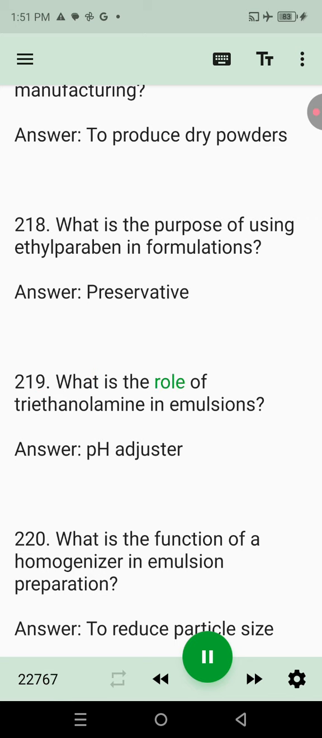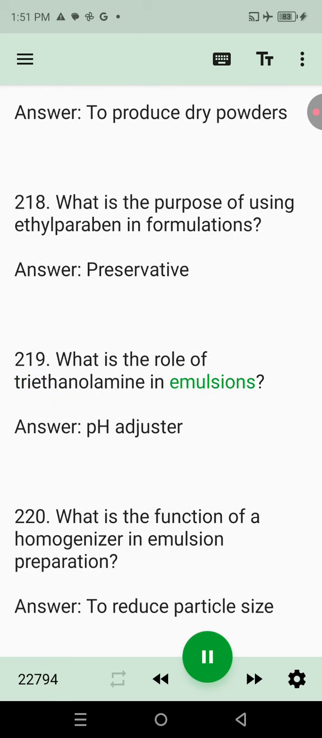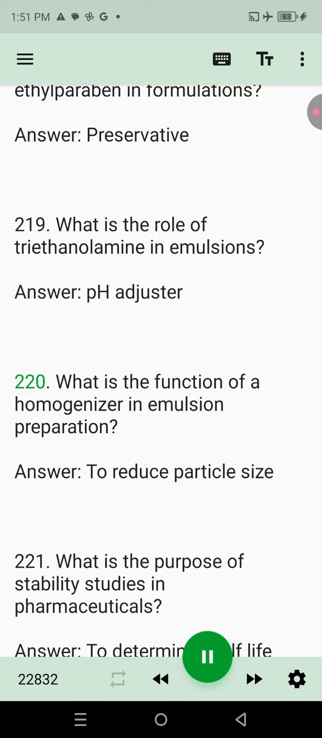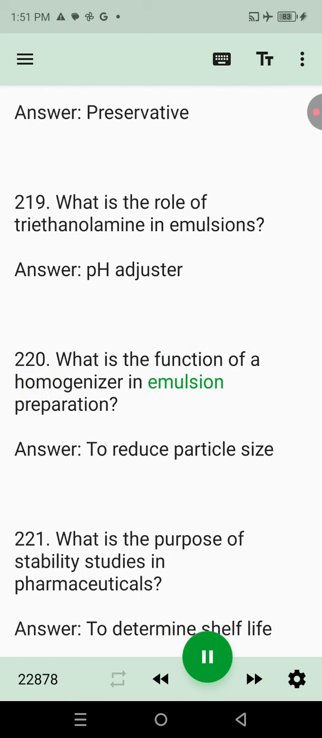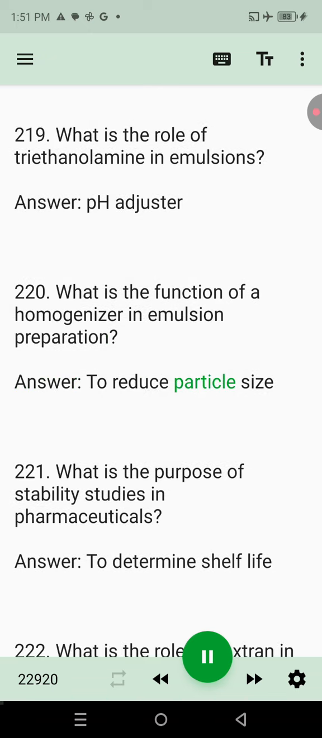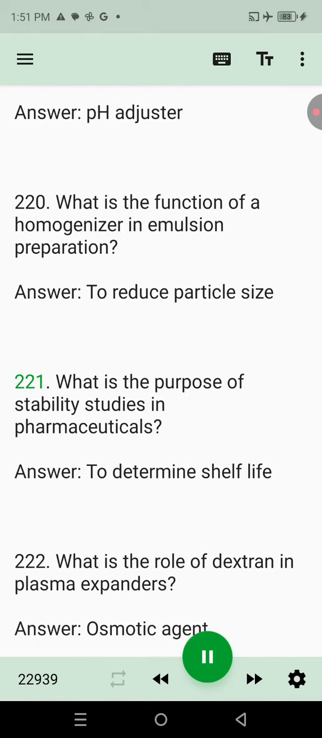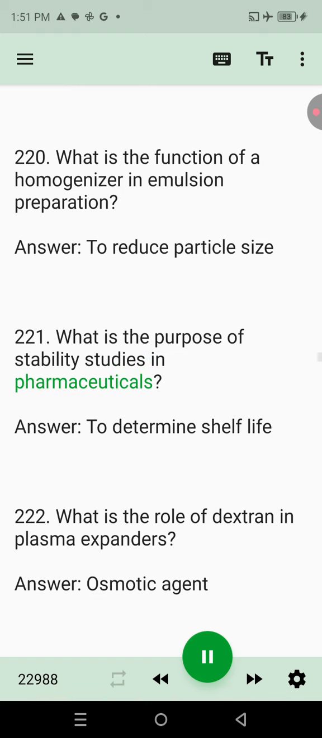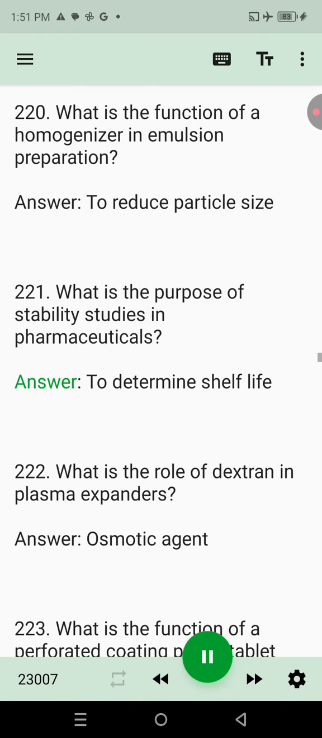219. What is the role of triethanolamine in emulsions? Answer: pH adjuster. 220. What is the function of a homogenizer in emulsion preparation? Answer: to reduce particle size. 221. What is the purpose of stability studies in pharmaceuticals? Answer: to determine shelf life.